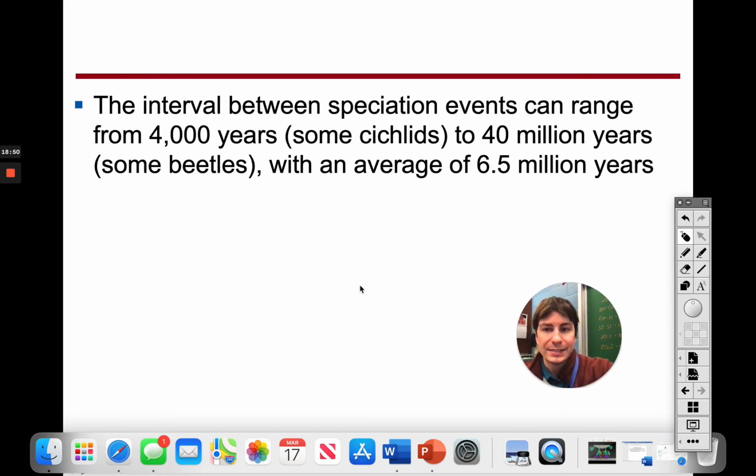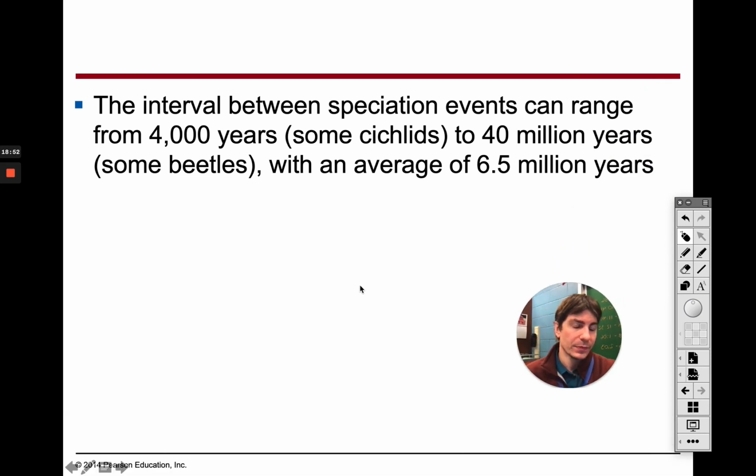All right, back to cichlids. So we're going to talk about the other thing. The other question was, how long does speciation occur? And when does it continue? Well, it continues based on the changes in the environment.